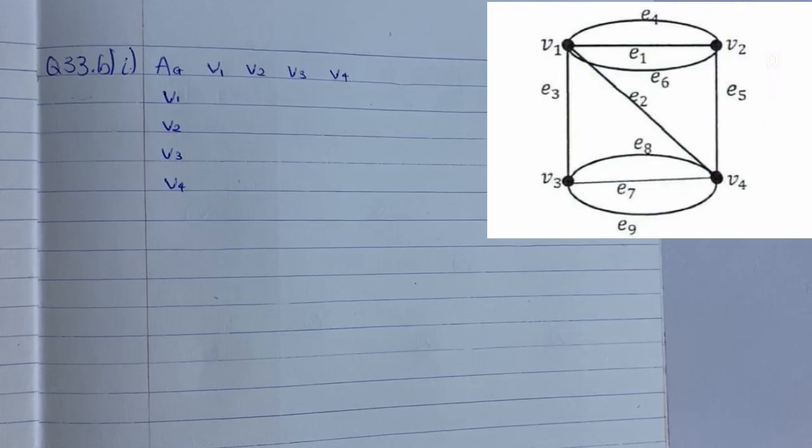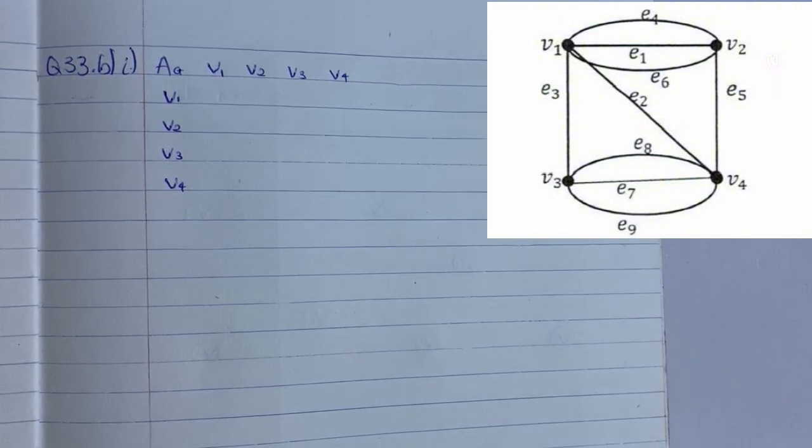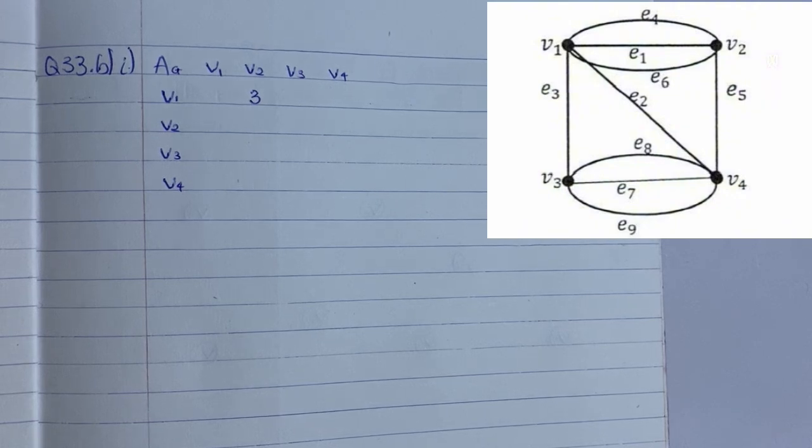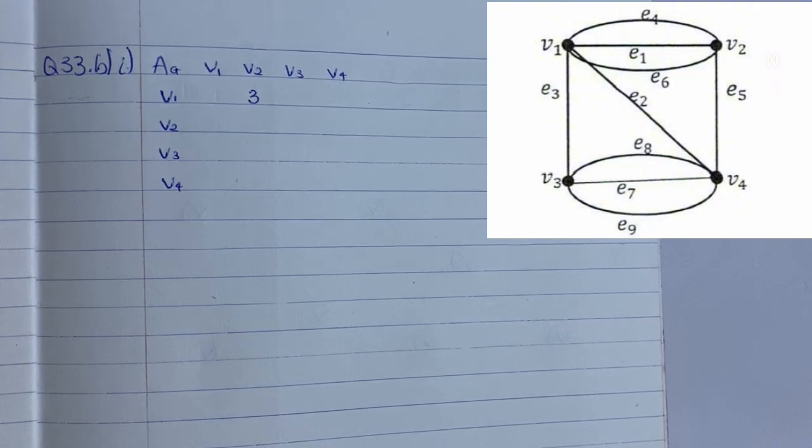So from our graph, we can see that there is a connection between V1 and V2. There are 3 connections, the edges H4, H1, and H6. So we have 3 edges between V1 and V2. Locate V1 and V2 and put 3 there. Now, since it's an undirected graph, it is symmetric in the sense that V2 and V1 also have 3 edges.